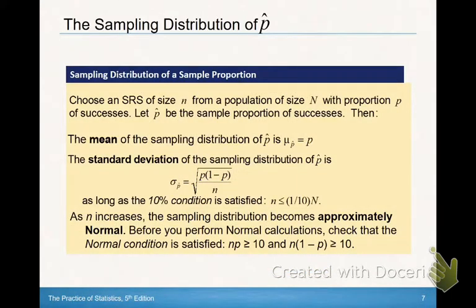So here again are some main things. The mean of the sampling distribution of p hat is equal to p. The standard deviation is equal to the square root of p times q divided by n. Again, as long as the 10% condition is satisfied. That means our sample size has to be less than 10% of the entire population. As n increases, the sampling distribution becomes approximately normal. Before you perform normal calculations, check that the normal condition is satisfied. N times p has to be greater than or equal to 10, and n times q has to be greater than or equal to 10, just like before.